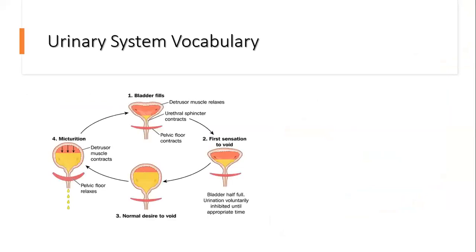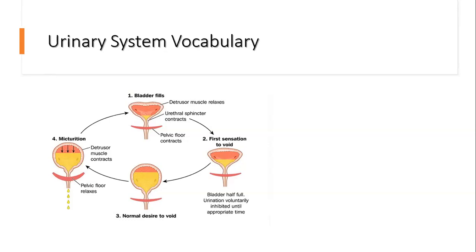Here, the main function of the bladder: as it fills, the detrusor muscle relaxes, and the urethral sphincter contracts, and the pelvic floor also contracts. First sensation to void is when the bladder is half full, and urination is voluntary, inhibited until an appropriate time. Sometimes it is not an appropriate time for urination, so the person can inhibit or delay it.